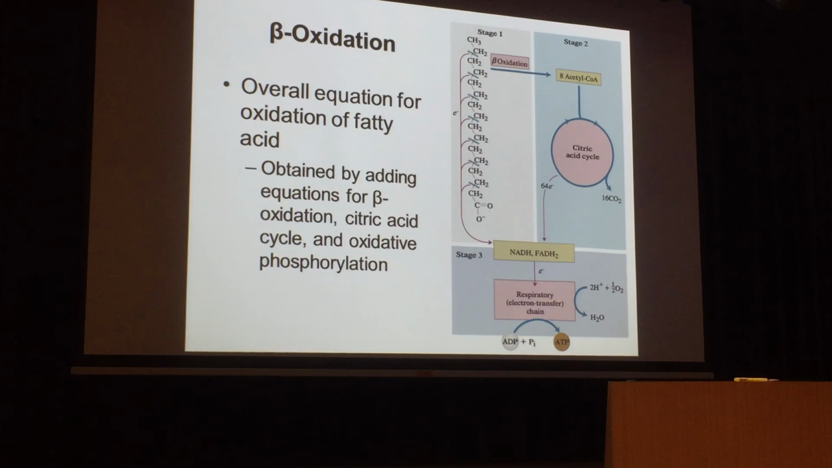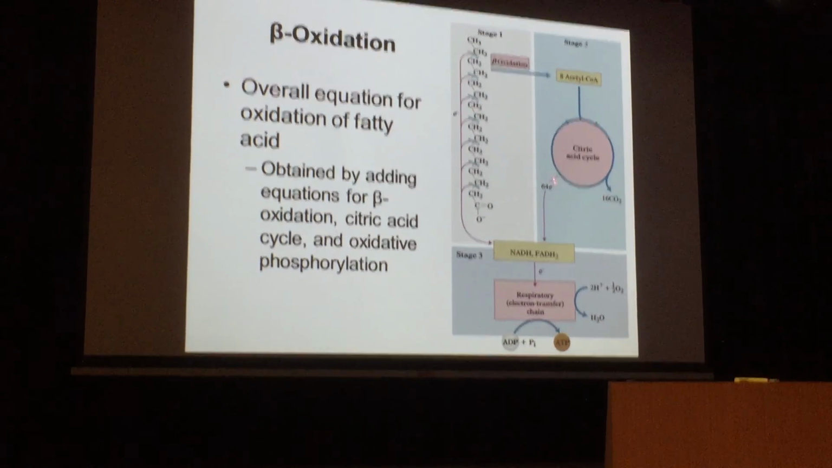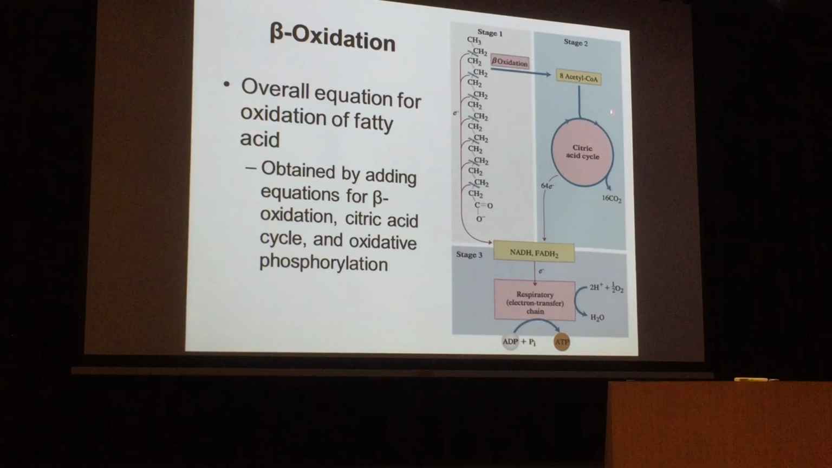But it's not complete. Acetyl-CoA, where does it go after that? Acetyl-CoA will then enter the citric acid cycle. This is the same acetyl-CoA derived from glucose. This is the central connecting molecule.